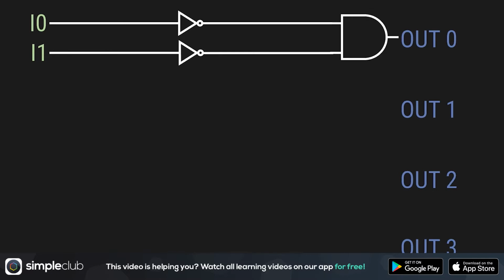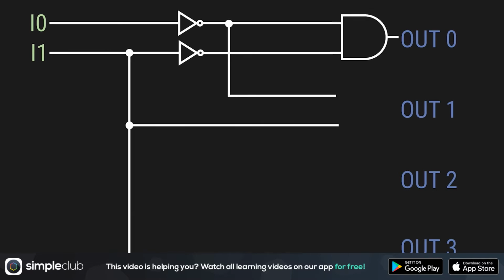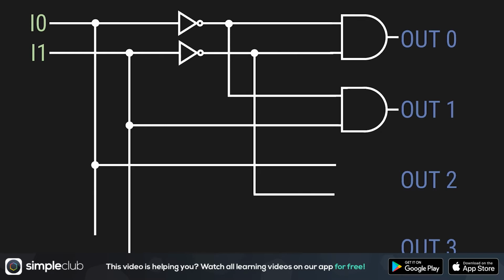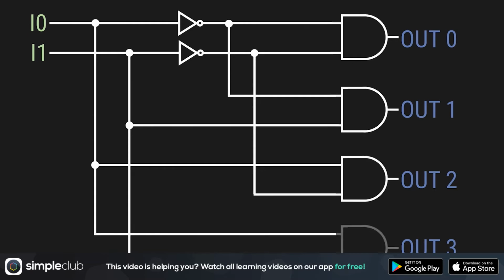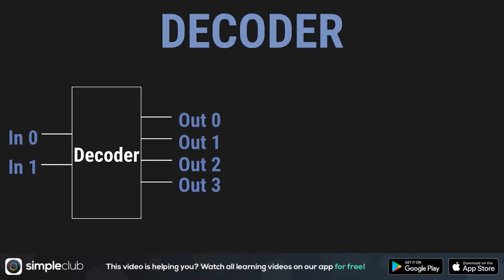For the second output, we have the inputs not I0 and I1. So we take not I0 and I1 and put them both through the AND. For the rest, we just take the strings that we need and put them through the AND gate. You might want to go ahead and press pause to make sure you understand everything that's going on in the diagram. And that's how the magic of binary conversion works.